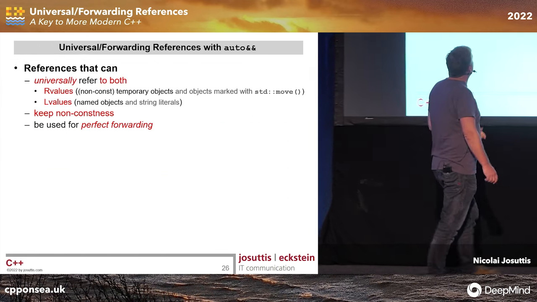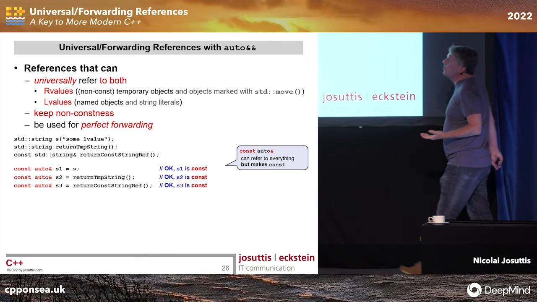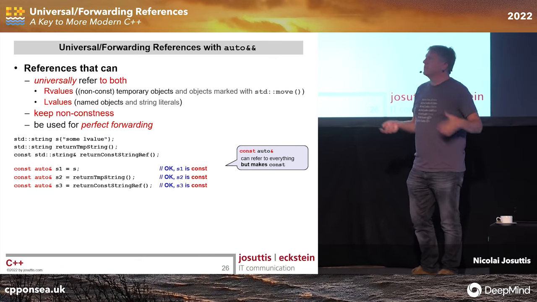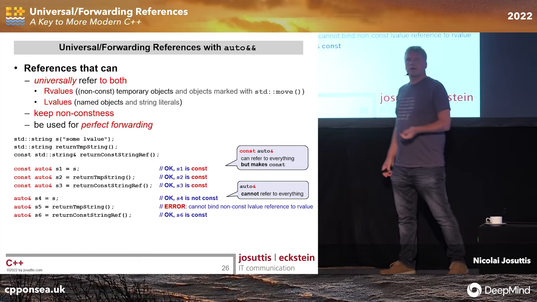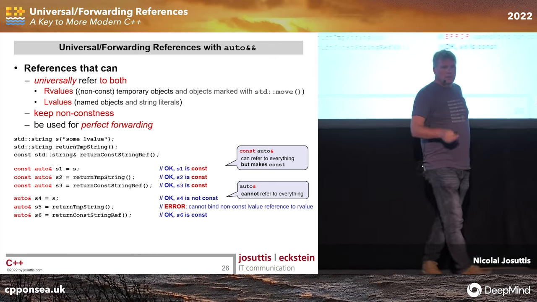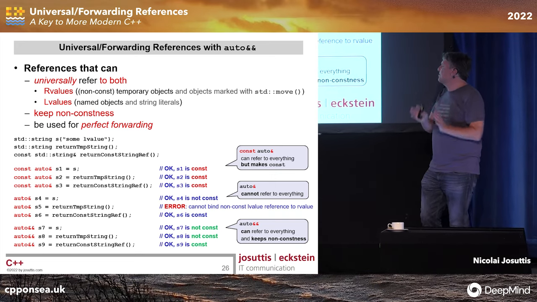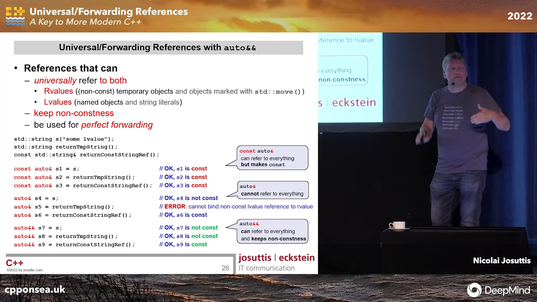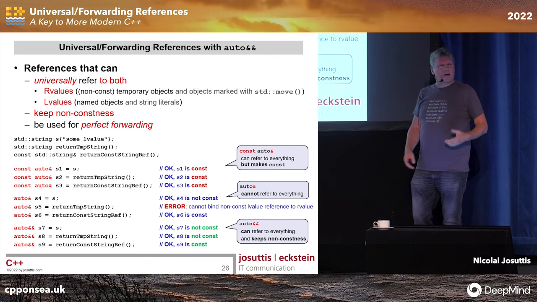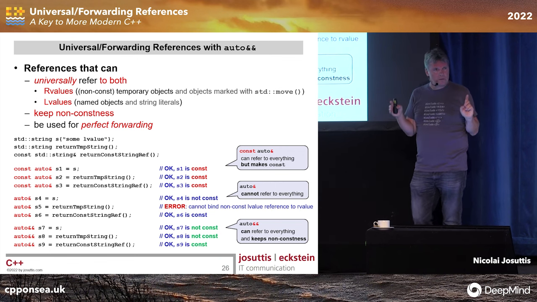Okay? And by the way, we also have a way to do that with a declaration. You can do the same with auto. If you have a const auto L value reference, this binds to everything, but makes it const. If you have a non-const auto L value reference, this does not bind to an R value. If you take a universal reference, this binds to everything and does not have the problem that it makes things const. So it keeps non-constness. So this is a real reference. We refer to a thing and keep it as it is. Yeah?